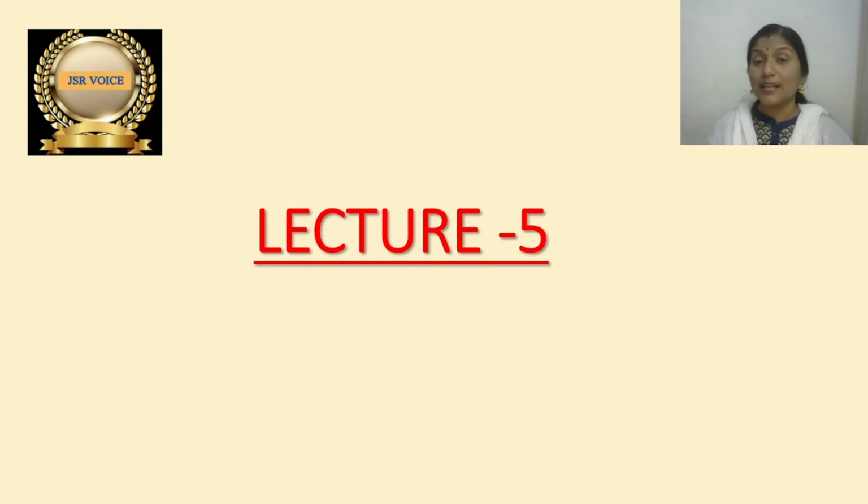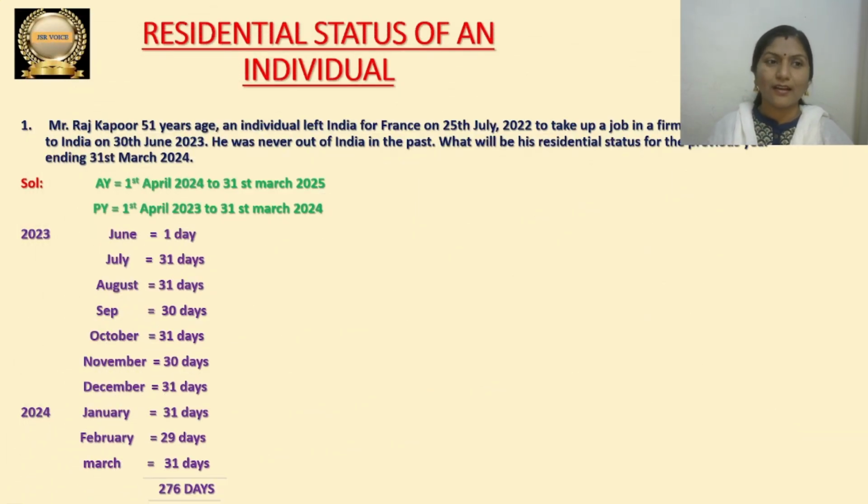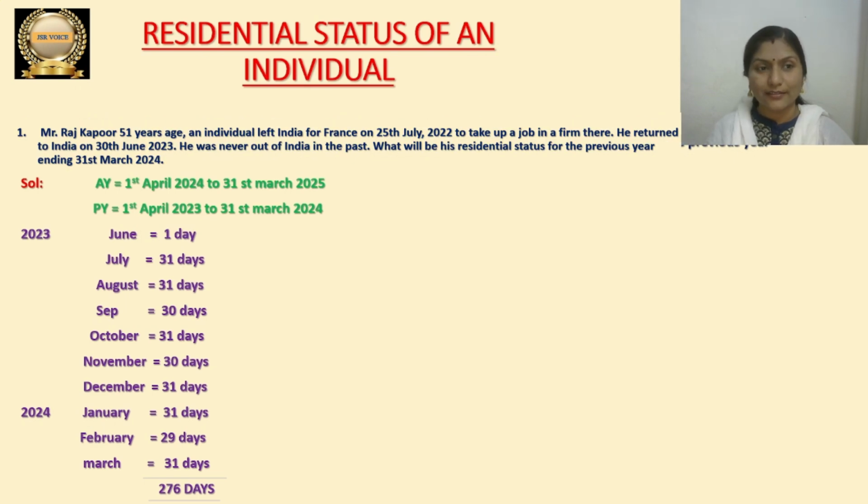So let us discuss how to determine residential status of an individual person by taking one question. So here we have our question. By applying conditions, let us see how to determine residential status. You can watch the question there. Mr. Raj Kapoor is one individual person. His age is 51 years.